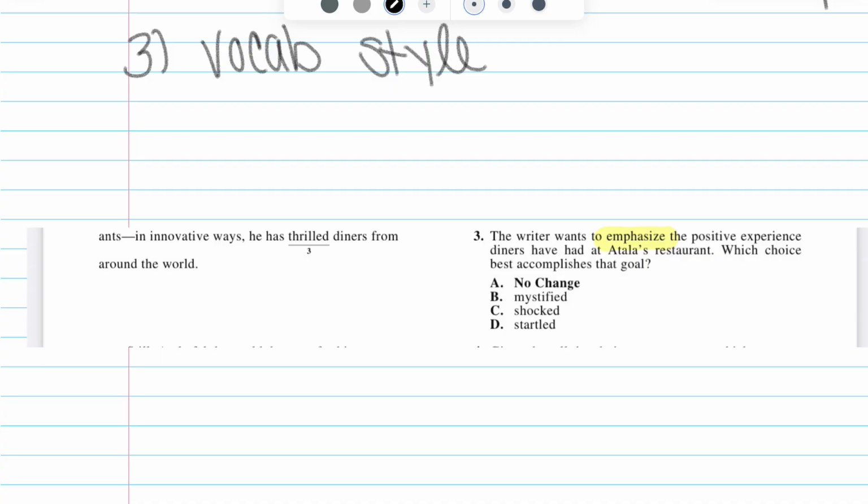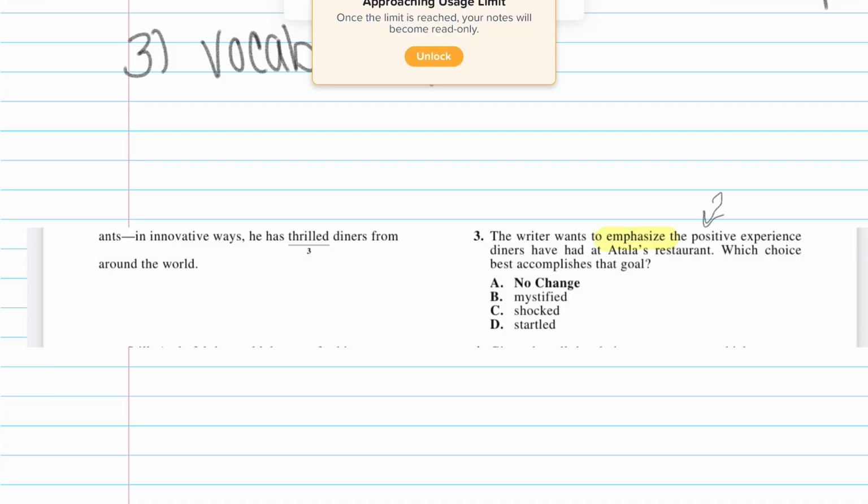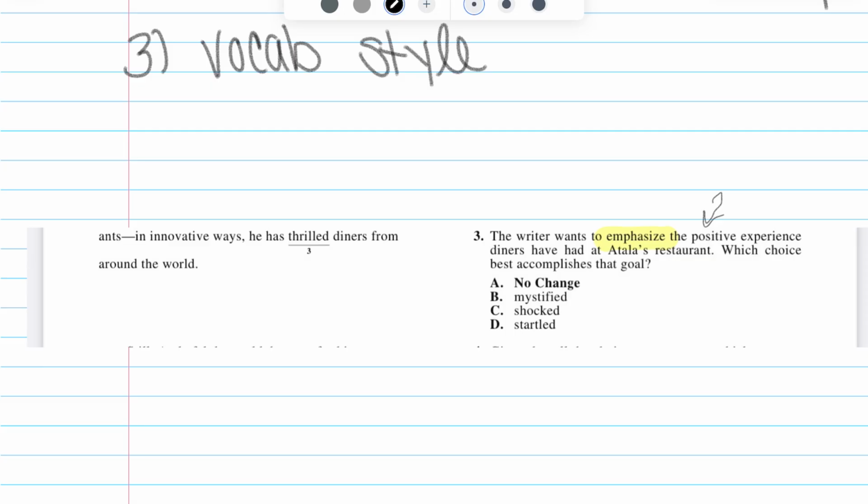So you really don't have to read it in context. You just got to see which one matches the word positive. So you have thrilled, mystified, shocked, and startled. The only really positive word on this one is going to be A. These I love because they feel honestly like freebies, which is really awesome, but a lot of students miss them simply because they are not reading it.